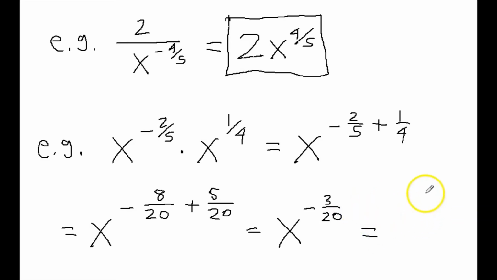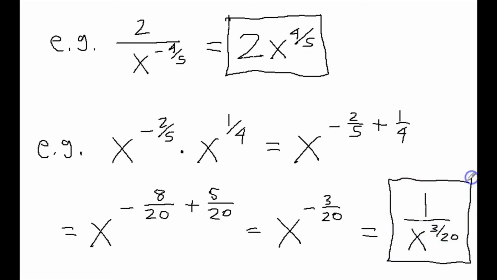Okay, writing it with a positive exponent, it'll be 1 over x to the positive 3/20th. Okay, you satisfied with that? How does that look? Okay, now let me show you something.